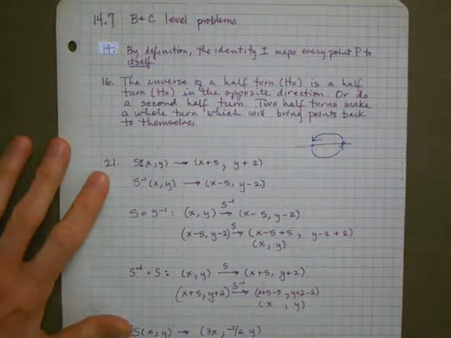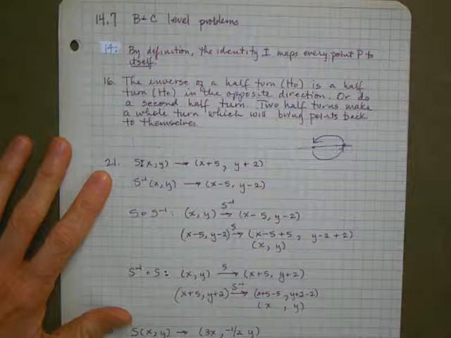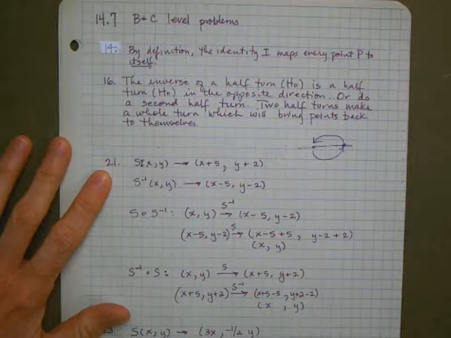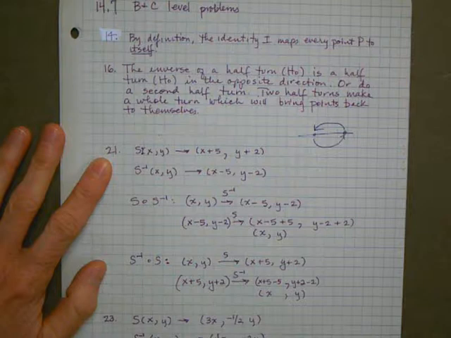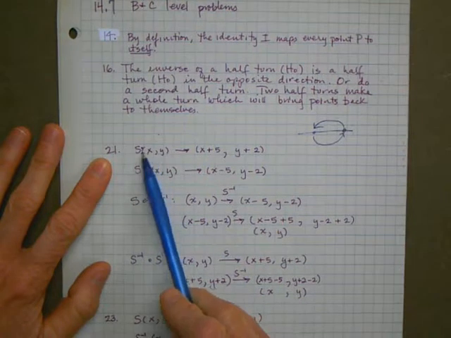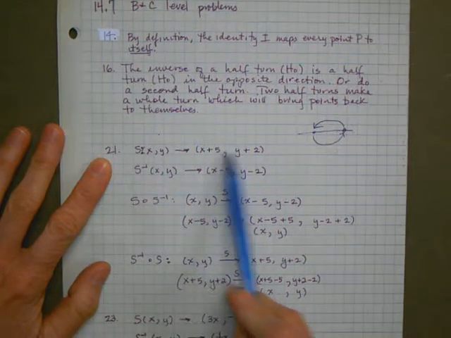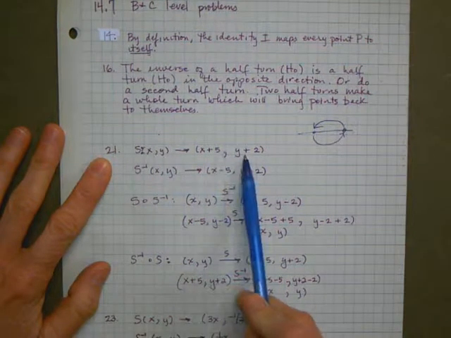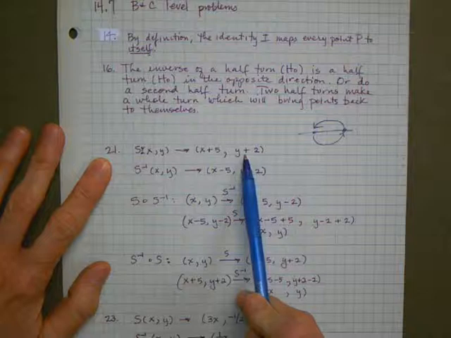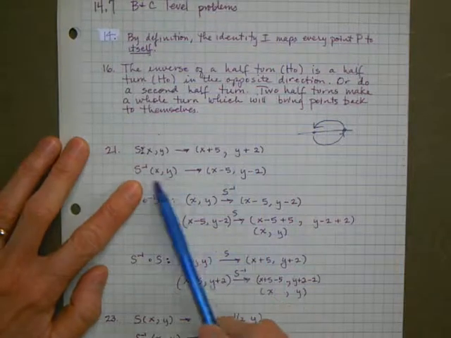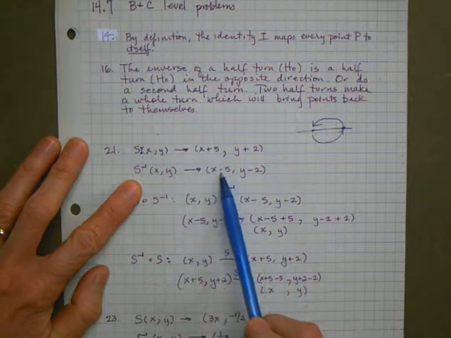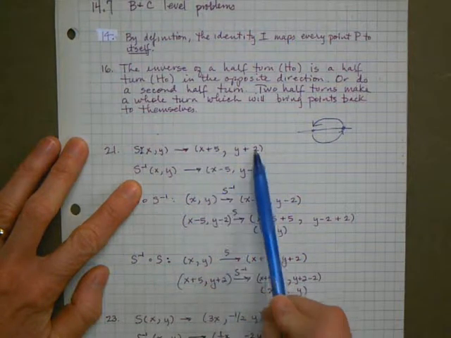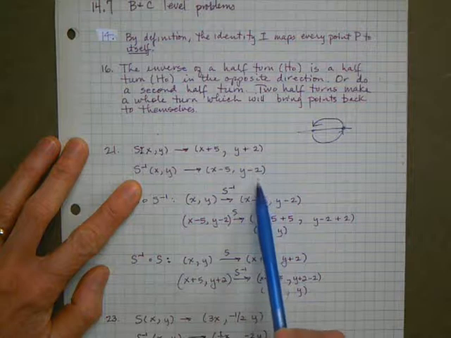All right, 21. Now we're going to start talking about the B-level problems. For 21, it says in each exercise a rule is given for mapping S. So mapping S takes (x, y) to (x plus 5, y plus 2). They want us to take the rule and write a rule for the inverse. If you add 5 to something, the way you're going to undo that is take 5 away. If you add 2 to something, the way you're going to undo that is take 2 away.